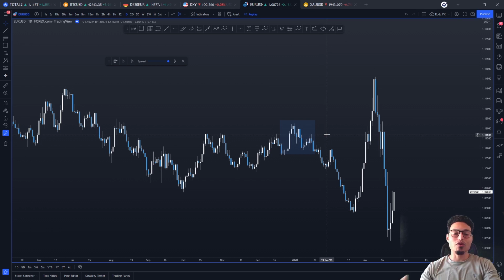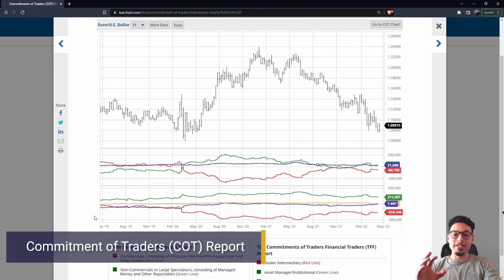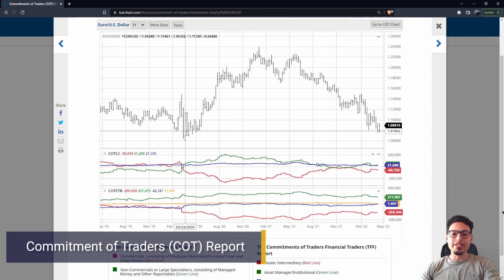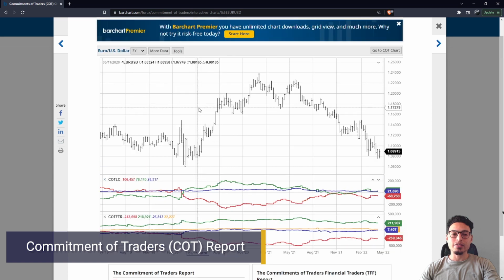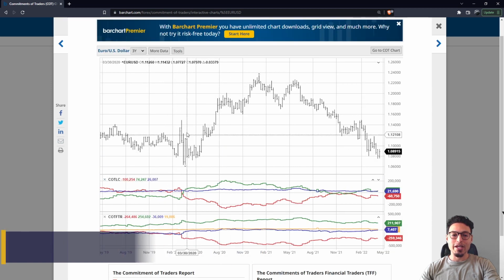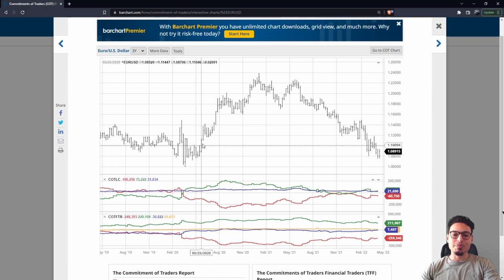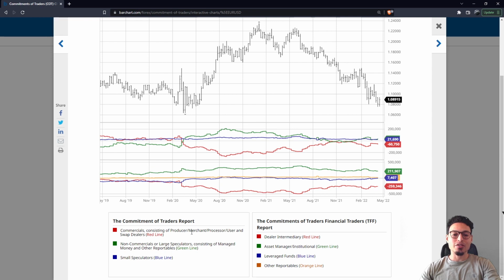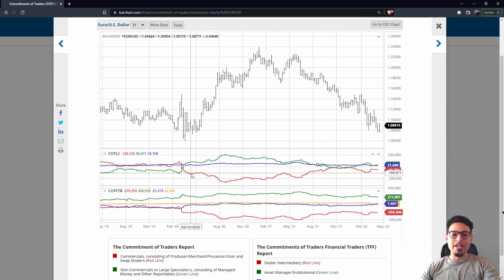If you want to find out more about this, you can have a look at the COT report. You can clearly see visually what the commercials are doing. Generally, when prices are moving higher, looking at the EUR/USD, this is the same chart that we're looking at. As you can see, as price is moving higher, commercials, consisting of producers, merchants, processors, users, and swap dealers, are net short. Anything below zero is net short, even though prices are moving higher.